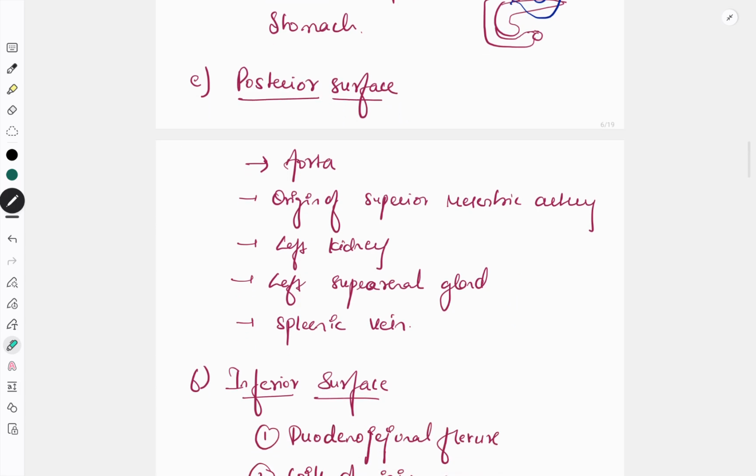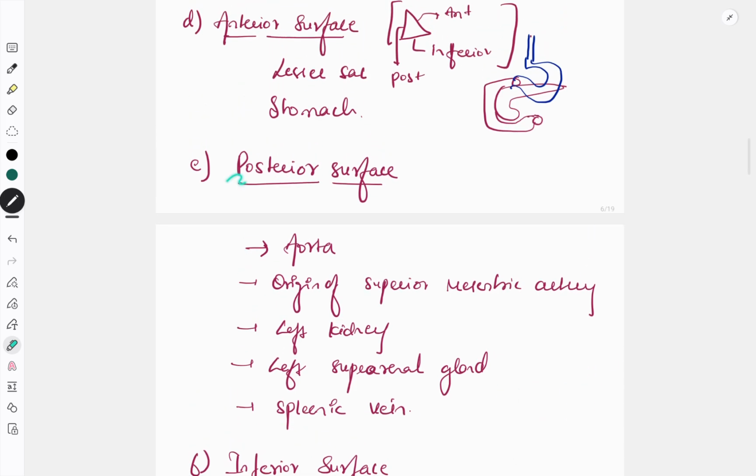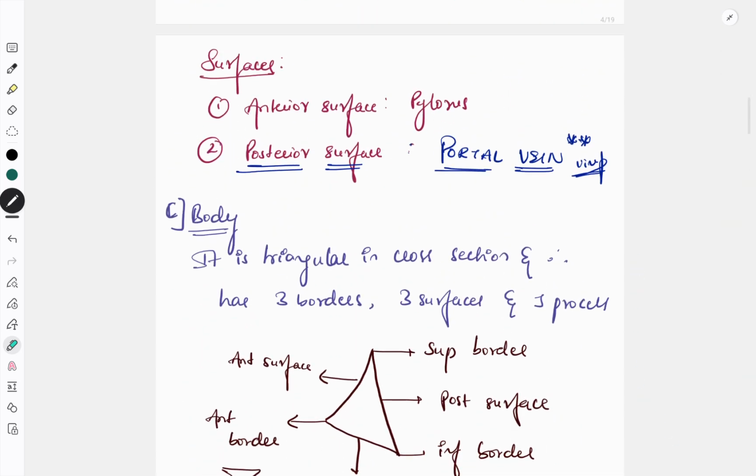And then the posterior surface. The posterior surface is, if you look into that diagram again, you will notice that the posterior surface is related to the aorta, the origin of the superior mesenteric artery, the left kidney, left suprarenal gland, and the splenic vein. The splenic vein, you could see the splenic artery in the diagram in this way. This is the splenic artery. The splenic vein is present behind the pancreas.